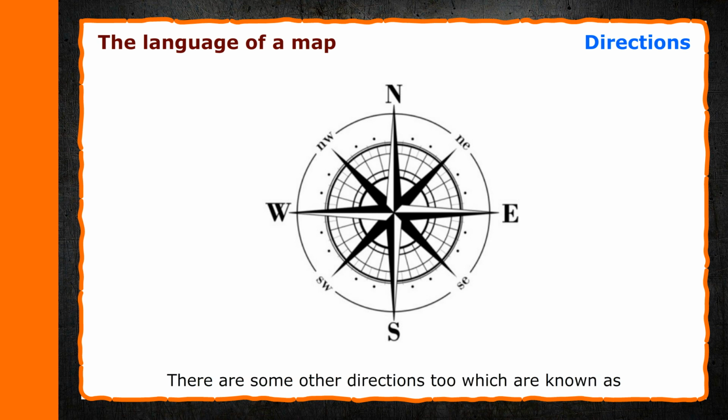There are some other directions too, which are known as intermediate directions. Northeast lies between the north and the east. Southeast lies between the south and the east. Southwest lies between the south and the west. Northwest lies between the north and the west.